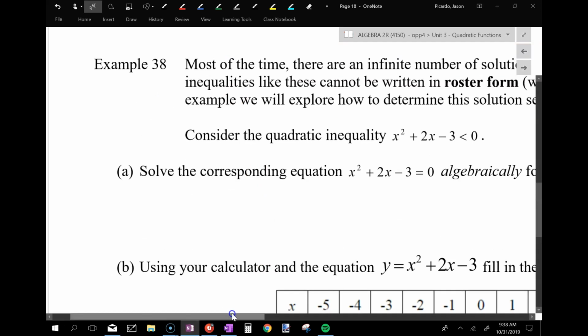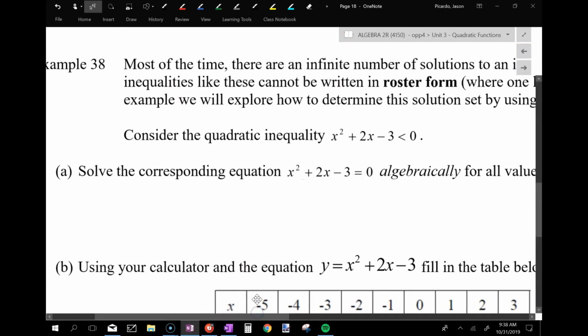So here I give you this, and I want to know where this is true. I want to know what x values make this true. So I've got to solve this algebraically first. Now notice what I did, guys, and this is a little confusing. I went from an inequality symbol to an equal sign. I'm going to explain why I did that in a minute.